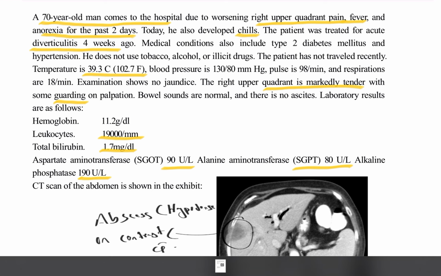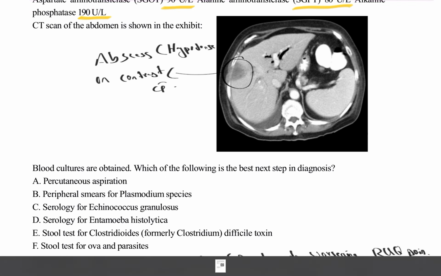Temperature is 39, blood pressure is 130/80, pulse is 98, and respirations are 18 per minute. Examination shows no jaundice. The right upper quadrant is markedly tender with some guarding on palpation. Bowel sounds are normal, and there is no ascites. Laboratory results are as follows: hemoglobin 11.2 gram per deciliter, leukocyte 19,000, total bilirubin 1.7, aspartate aminotransferase 90, alanine aminotransferase 80, alkaline phosphatase 190. CT scan of the abdomen is shown in the exhibit below.